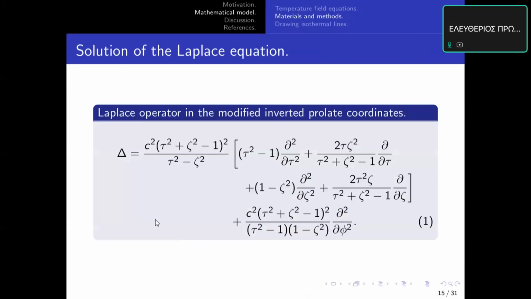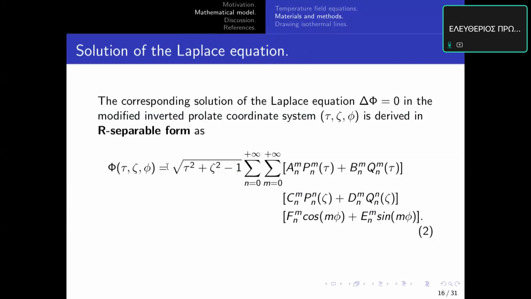The Laplace operator in the modified inverted prolate spheroidal system has this form. You can see that it's a rather complicated form. In order to solve the corresponding Laplace equation, we apply the method of R separation of variables. The solution is in this form, where this quantity is 1 over R, where R is the function which enables us to do the separation. And P_n^m and Q_n^m are the associated Legendre functions.